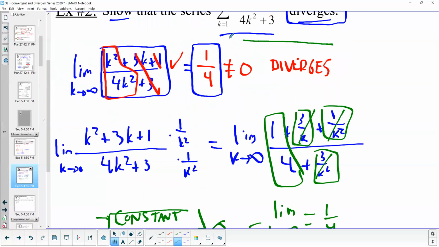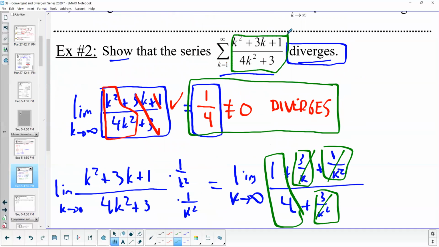And again, we prove that as long as that value does not equal 0, then that tells me these terms don't approach 0, which means your series diverges.